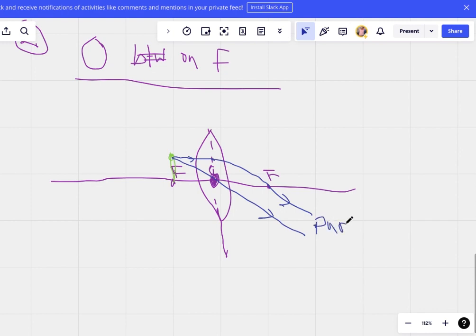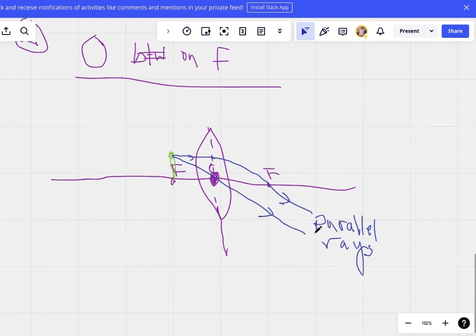Why? Because you put the object on the lens. These are parallel rays, and parallel rays cannot form an image. Why? Because you are putting the object on the lens. So whenever you put the object on the lens, you cannot find an image. Image cannot be formed.